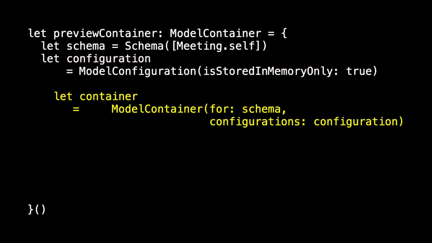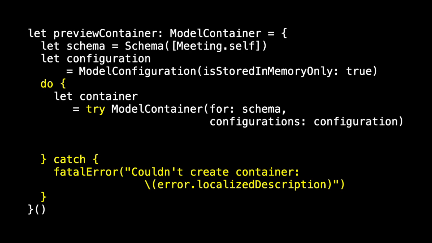Here's how we create our container. We create a model container for that schema for that particular configuration. This can fail, so we have to do this with a try, and so we'll surround that with a do and a catch. And if we successfully create our container, we'll return it. And so this code creates a container, but it's empty. So let's put some data into it.